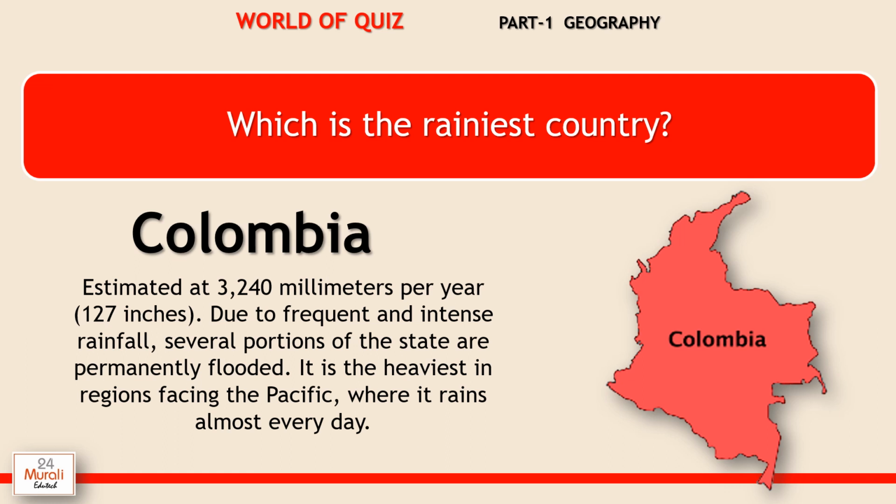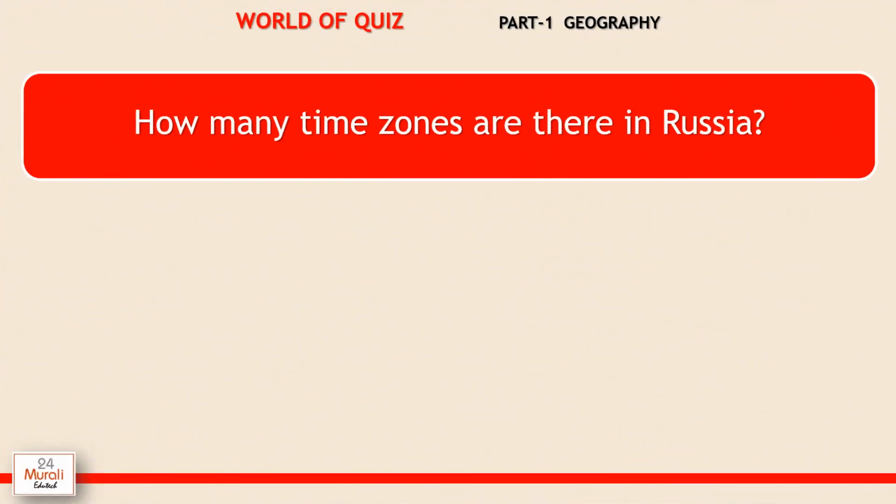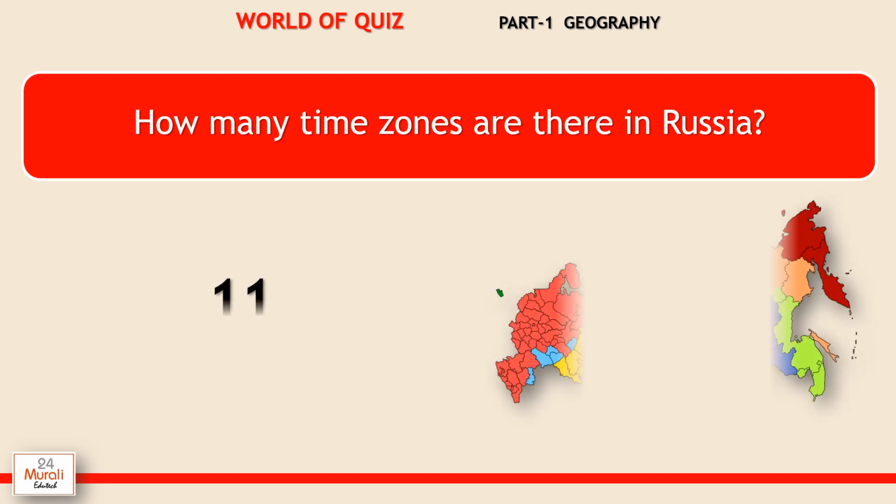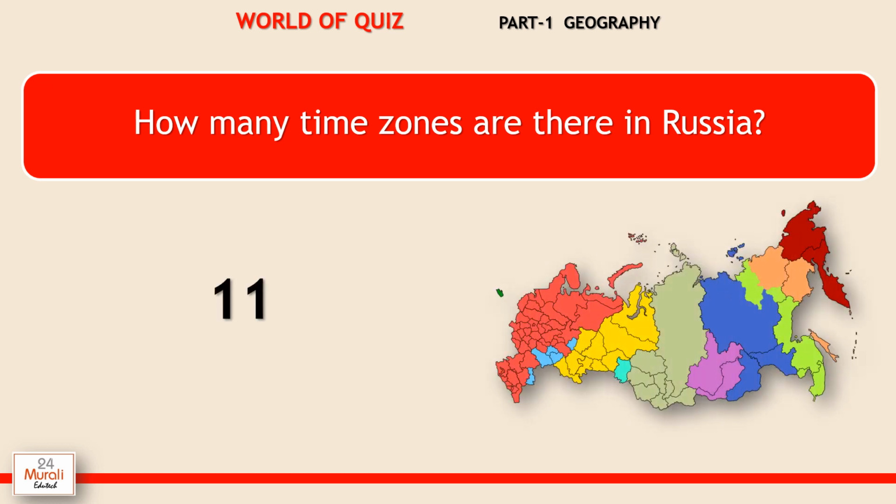Due to frequent and intense rainfall, several portions of the state are permanently flooded. It is the heaviest in regions facing the Pacific, where it rains almost every day. How many time zones are there in Russia? 11 time zones.